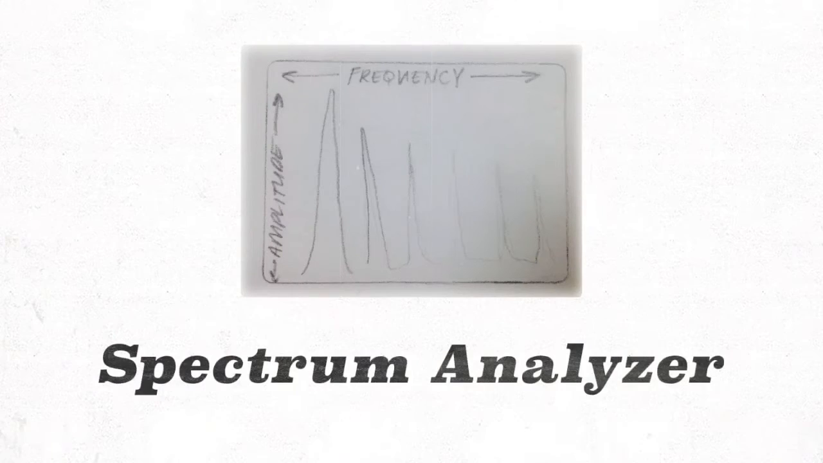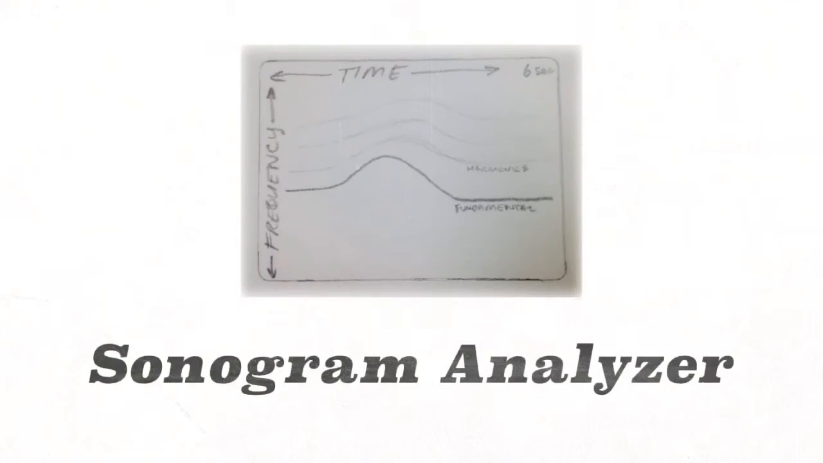Spectrogram analyzer takes a look at frequency, with frequency along the x-axis and amplitude on the y-axis. Sonogram takes a good look at frequency and time, with time across the x-axis and frequency on the y-axis.